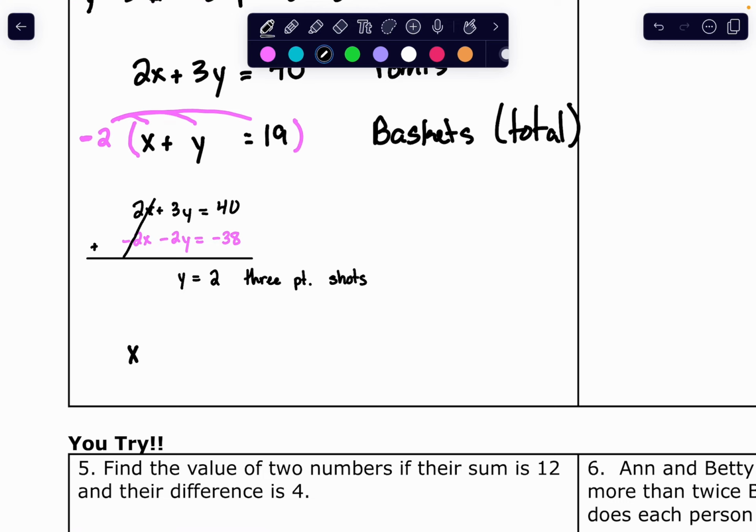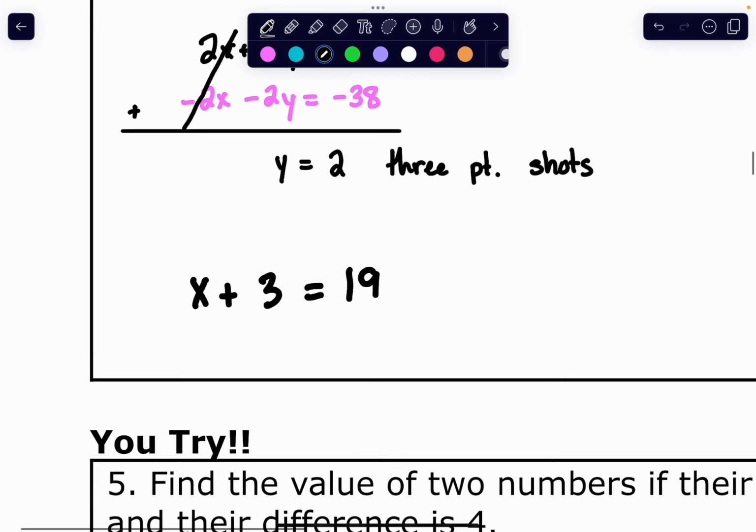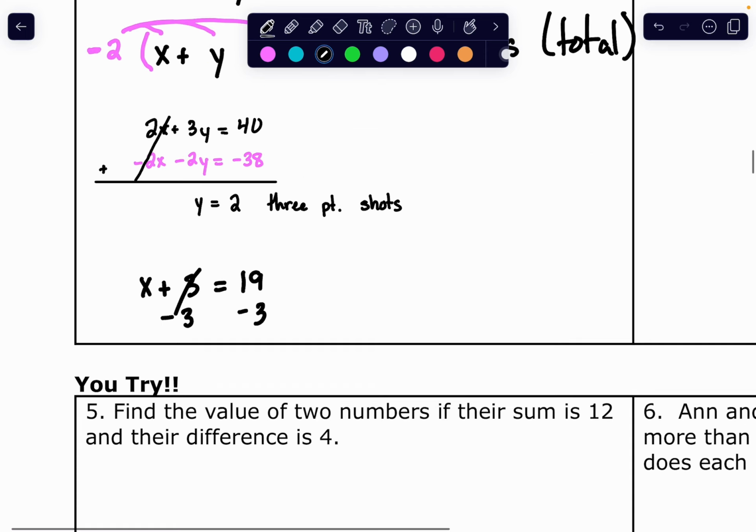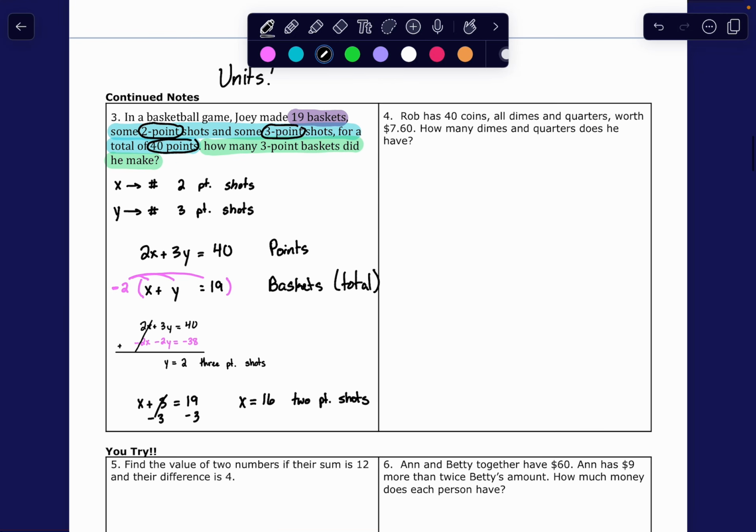Mathematicians are a little bit lazy, right? You want to minimize the amount of work you have to do, so you also minimize the amount of errors you make. We solve for x by subtracting 3 from both sides. And we get that x is equal to 16 2-point shots. So remember, when you're doing a systems word problem, there are 2 equations, 2 variables, and 2 answers. That's what makes these word problems a little bit more manageable than typical word problems.